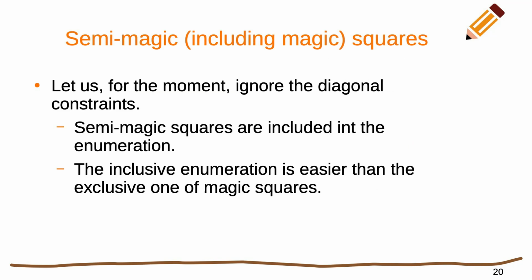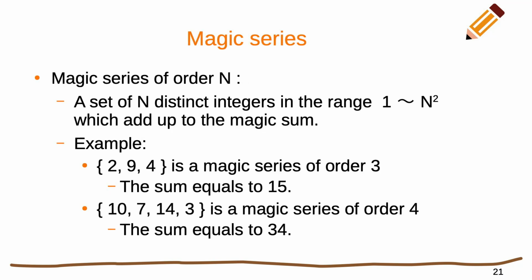And it should be noted that inclusive enumeration of semi-magic and magic squares is easier than the exclusive enumeration of magic squares alone. As mentioned earlier, we can prepare in advance a candidate list for row sets and column sets for constructing magic or semi-magic squares. The members of this list are called magic series. A magic series of order n is a set of n distinct integers in the range from 1 to n squares, whose sum is equal to the magic sum.